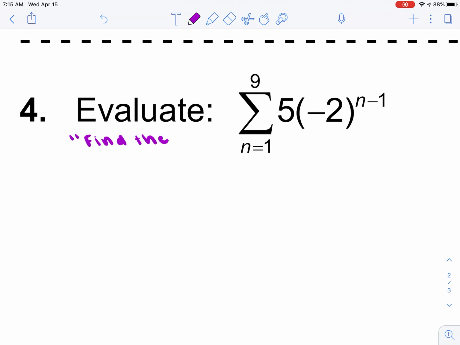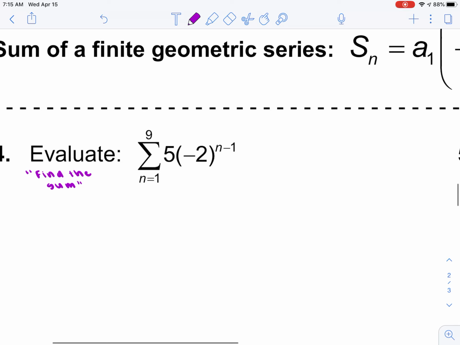Okay, when there's a sigma there, evaluate means find the sum if you ever see a sigma. And so that means we need to find the sum of putting in a 1, a 2, a 3, all the way up to a 9 and adding that all up. Now, obviously, you're not going to do that by hand.